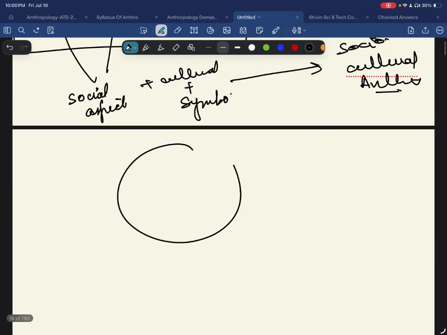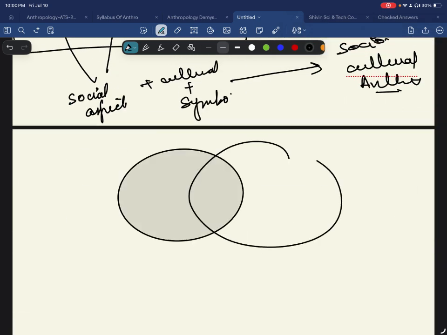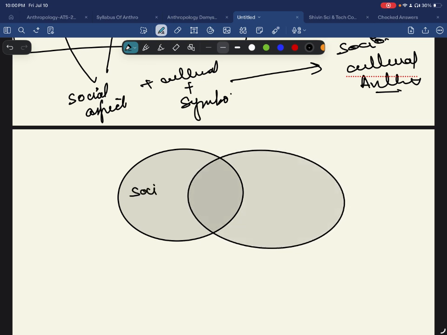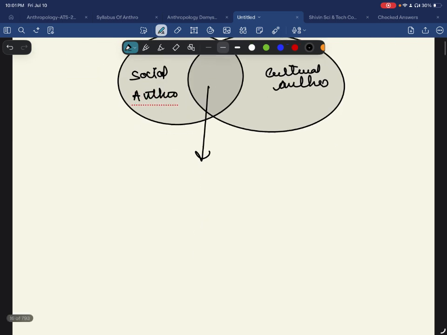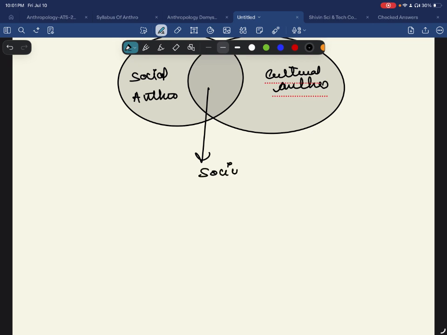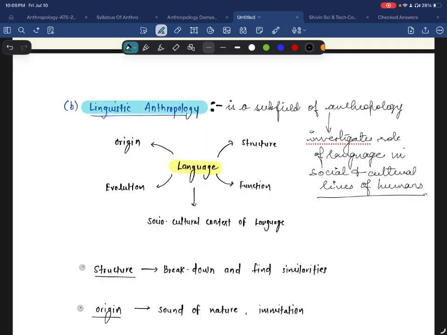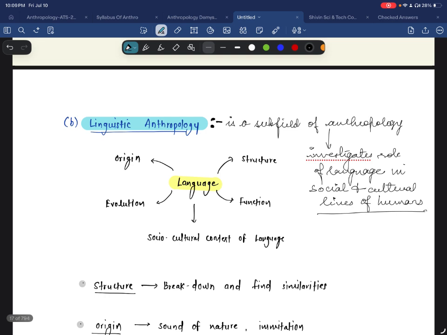यानी कि यू कैन राइट लाइक दिस, एक और डायग्राम आप बनाएं इसके साथ। आई एम गिविंग यू द बेस्ट वे। सी, ये वेन डायग्राम्स बोलते हैं। इधर लिखो सोशल एंथ्रो, इधर लिखो कल्चरल एंथ्रो। ये बीच वाला क्या आ गया आपका? सोशियो कल्चरल, यानी कि overlap of both socio and cultural. I hope so. We did the socio-cultural anthropology part.